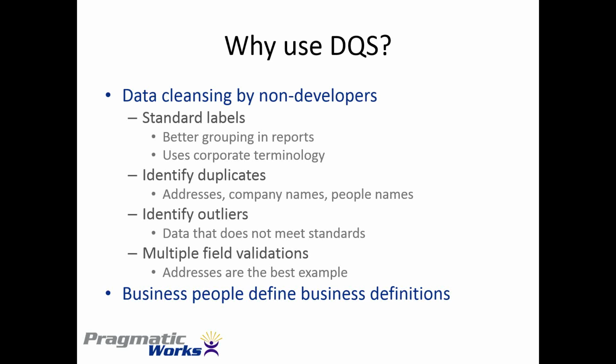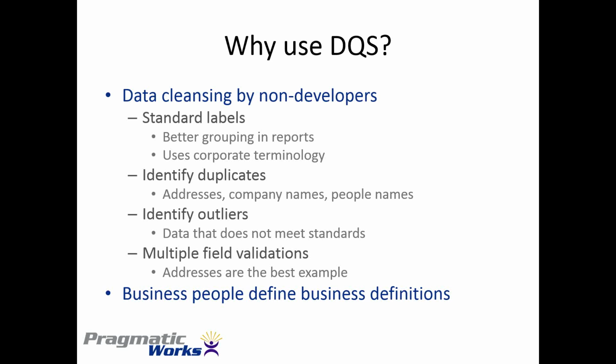Probably one of the strongest features is this concept of multiple field validations. As an example, we know that Seattle is a valid name of a city, but Seattle, Oregon is not a valid city. So being able to take the valid city and a valid state and match up valid cities to valid states and do the validation across those 2 columns, that's a really powerful feature of DQS.